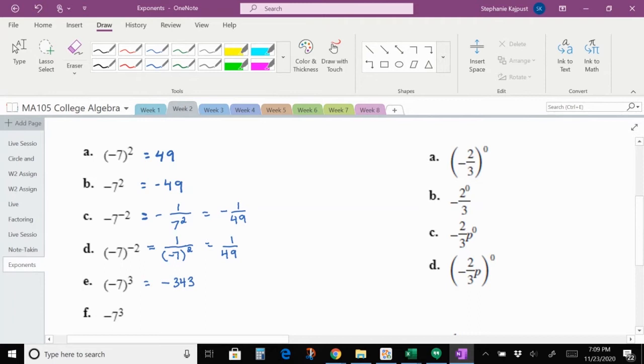Now in F, we're cubing 7, which is 343, and then we have a negative in front, and so we end up with the same answer. So the lesson here is that with odd number exponents, whether you have parentheses around a negative or not, it doesn't matter because you're still going to get a negative answer. But for even exponents, when you square or have an even exponent on something that's negative, the parentheses matter because that determines whether you're going to have a positive answer or a negative answer.